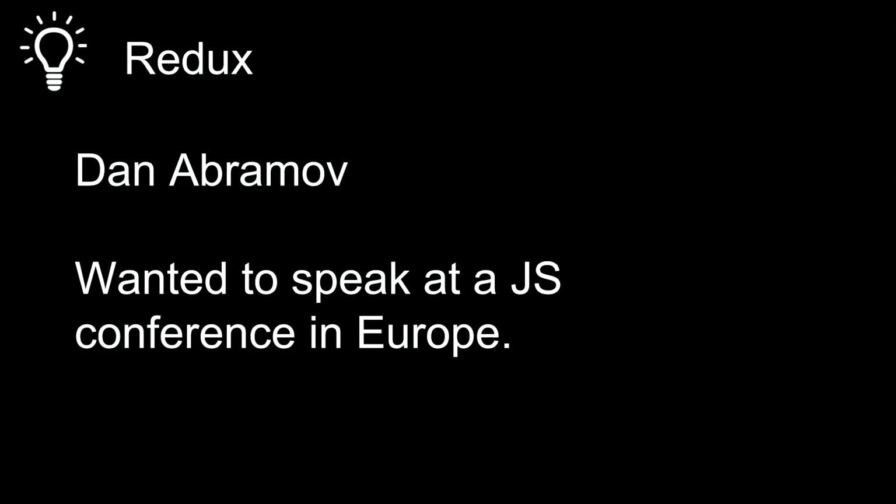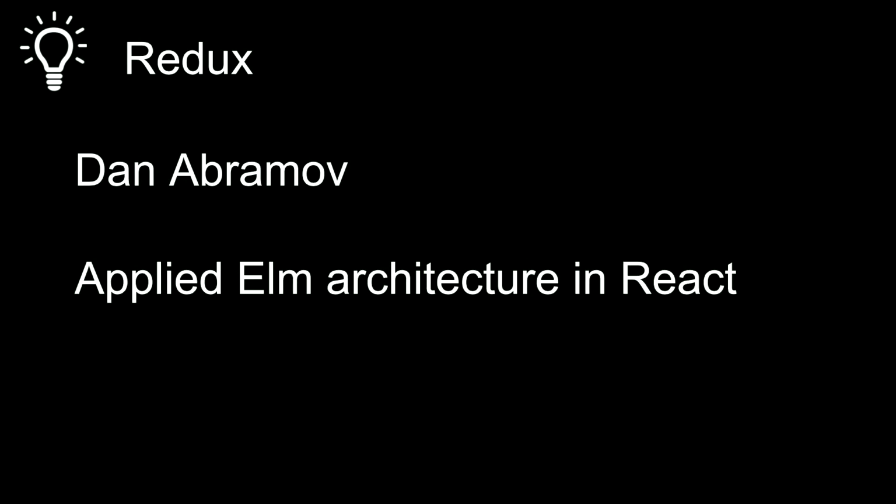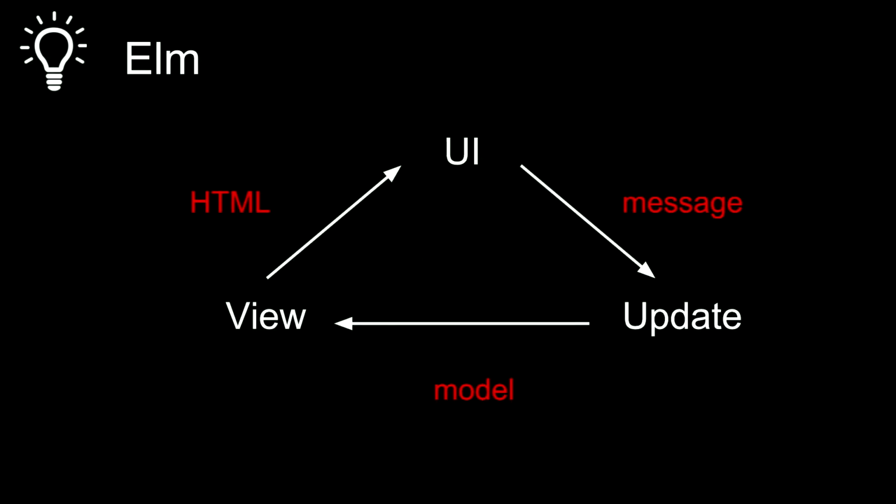Going back to Redux as an example, this project came about because Dan Abramov wanted to speak at a JavaScript conference in Europe. And he had to come up with a project to show off. And so he saw that there was this language called Elm, and it had a certain architectural framework, and he just took it out and applied it to React. So here's the Elm architecture. Here is the Redux architecture. He saw that there was a gap, and he took what he knew from another language to fill in the gap.